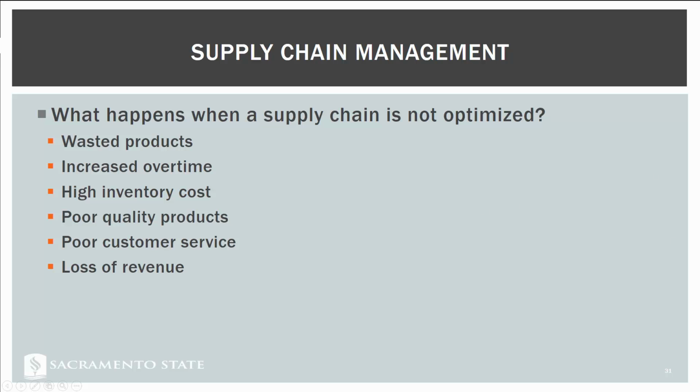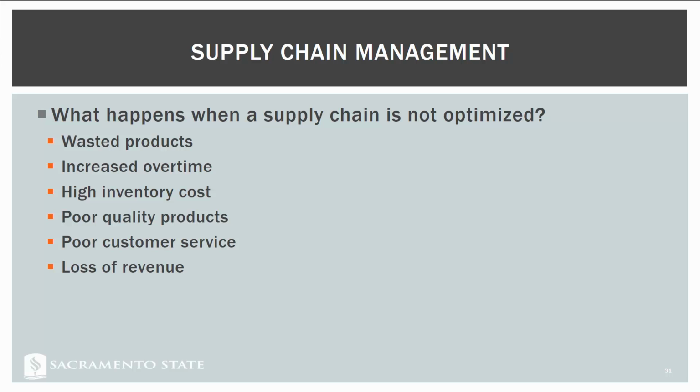So what happens when our supply chain doesn't see optimization? Well, we might have problems with our products and need to throw them away or waste them. We might have to apply overtime to meet demand because we haven't planned properly, which is very expensive. If we've overproduced, we may have excess inventory, and inventory costs a ton of money to store and to keep safe so it's not stolen, and that's not efficient. We may have poor quality products. We may still ship them, but they may not be very high quality.